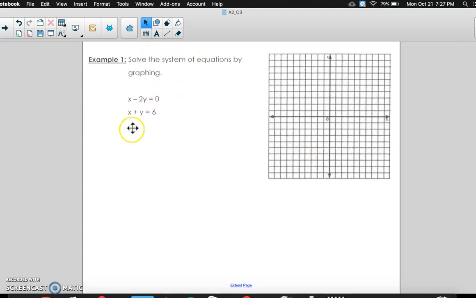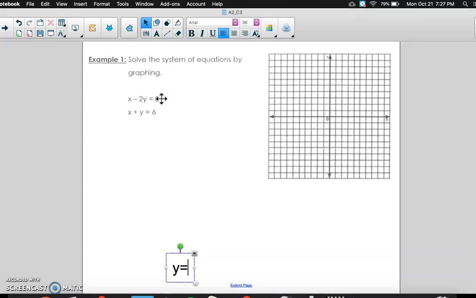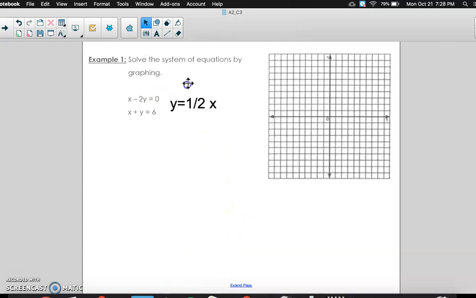So if I want to solve this system of equations by graphing, the first thing I have to do is obviously graph them. I'm going to do that by putting these into slope-intercept form so they're easier to graph. That first one, I move the x over. You get negative 2y equals negative x. You divide both sides by negative 2, and you get y equals 1/2 x. I know that's not the best way to write that, but now at least you can see it.